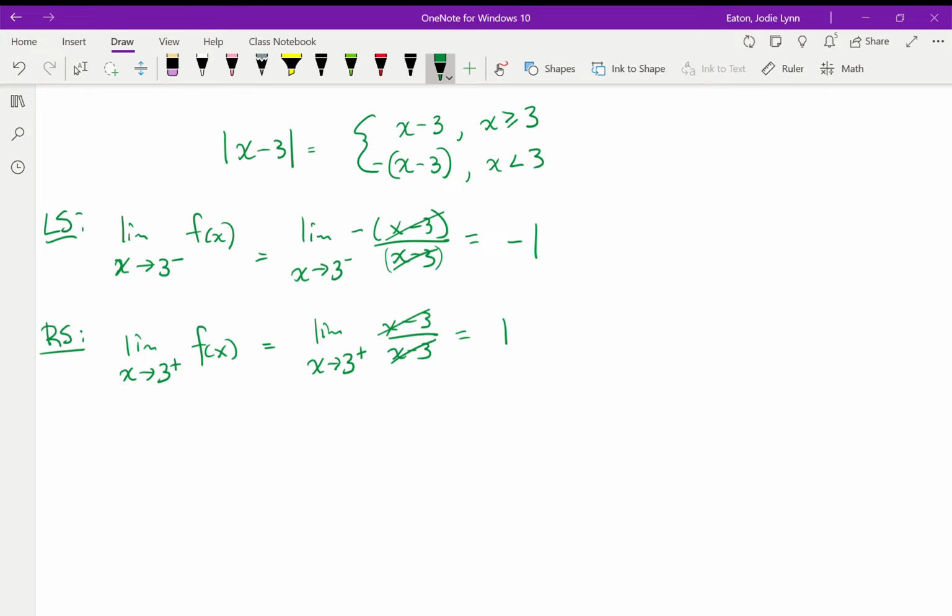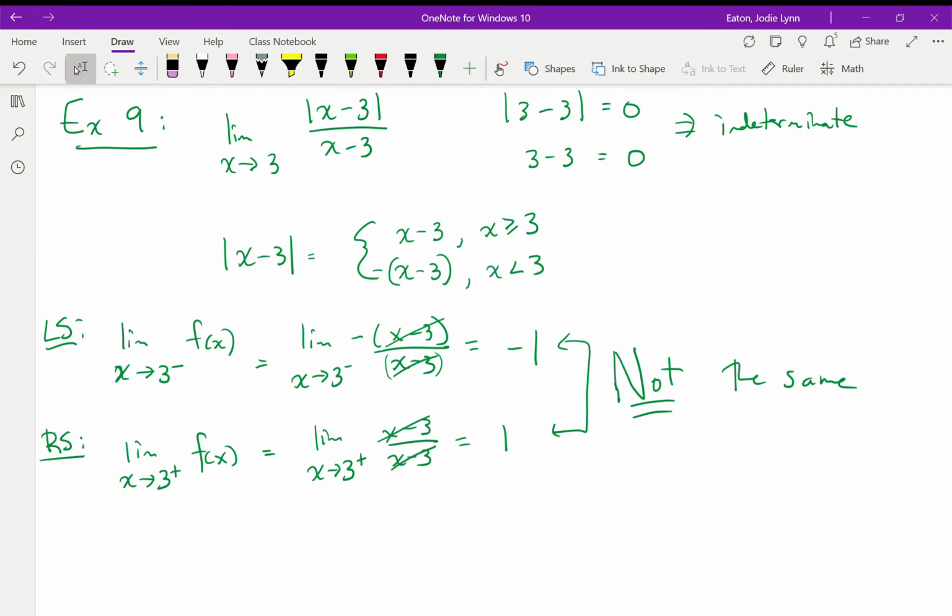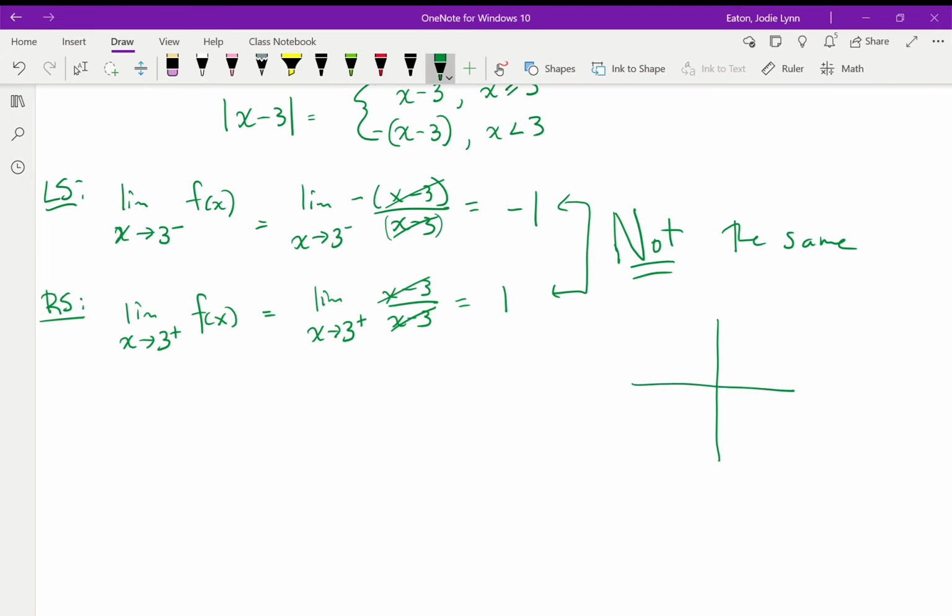So as we approach 3 from below, we're heading to -1, and as we approach 3 from above, we're heading to +1. So these two limits are not the same. In fact, what this function looks like when we graph it is 1 for everything that is greater than or equal to 0. So it looks like that. And it's going to be -1 for everything less than 0. Okay, because each side is approaching a different number.